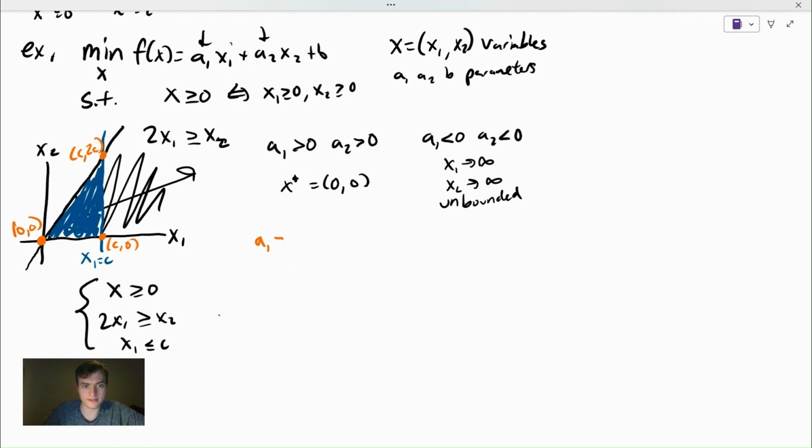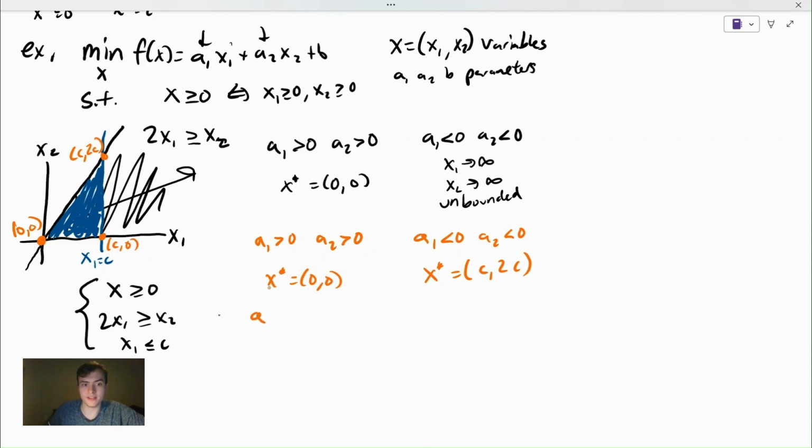Again, if we had a1 greater than 0, a2 greater than 0, we would be incentivized to make both of them as small as possible. So we would want 0, 0 as our solution, right? And again, if they were both negative, we would want them both to be as large as possible. And so now that's this point. It doesn't go up to infinity, infinity. It stops at c, 2c in our feasible region, right? So x star equals c, 2c.